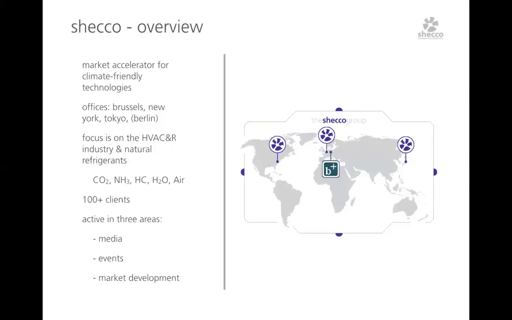Our focus is on the HVAC and R industry, and there are natural refrigerants. So we started 15 years ago with CO2 and then went into the areas of ammonia, hydrocarbons, water, and air. We work with 100+ clients around the world. This is a conservative estimate because the industry is definitely growing. shecco is active in 3 areas: media, events, and market development.